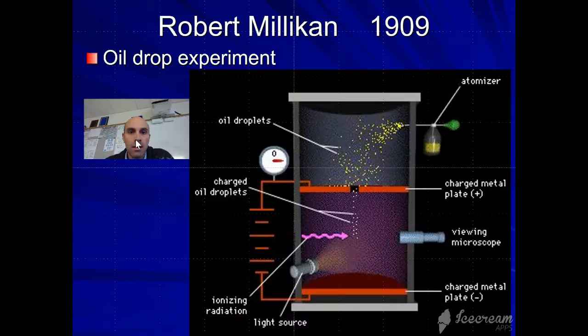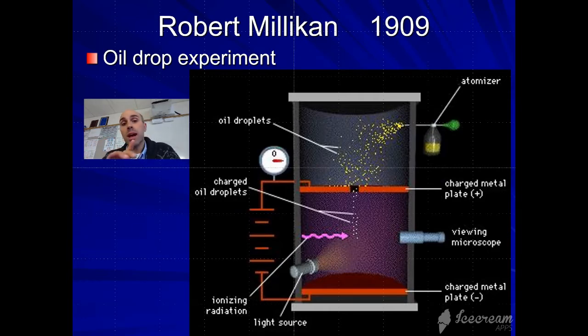Continuing on, the next gentleman we're going to talk about is Robert Millikan. In 1909, Robert Millikan conducted Millikan's oil drop experiment. What he basically did was he took oil droplets, he passed them through a charged plate, and then as they fell, he was able to observe them and adjust the strength of the two plates, the top plate and the bottom plate, to slow or speed up the fall of these charged oil droplets. In doing all this, he was able to calculate the charge of an electron.